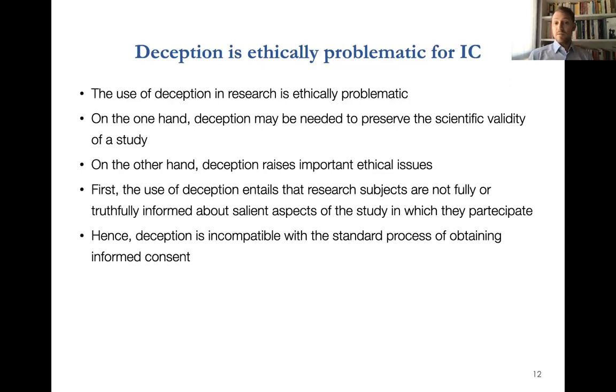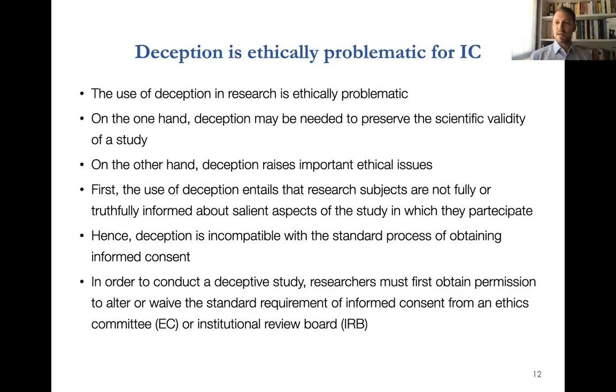So it entails that research subjects are not fully or truthfully informed about salient aspects of the study in which they participate. Hence, deception, as I said, is incompatible with the standard process of obtaining informed consent. So it's important to say this because it means that if you want to run a deceptive trial like a balanced placebo design, you have first to obtain permission to alter or waive the standard requirement of informed consent from an ethics committee or an institutional review board.